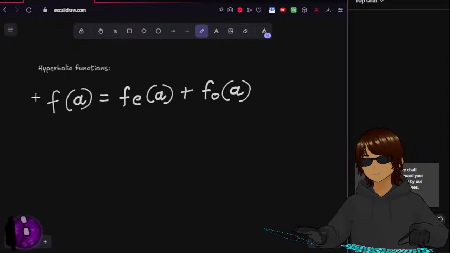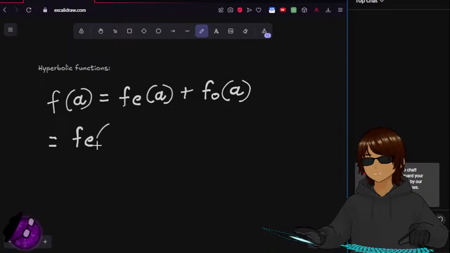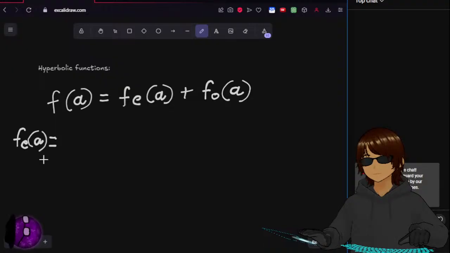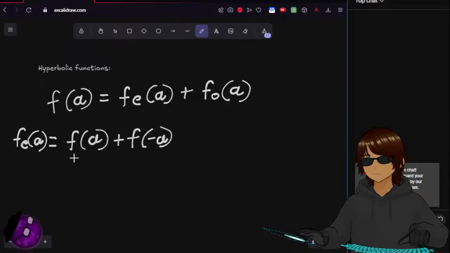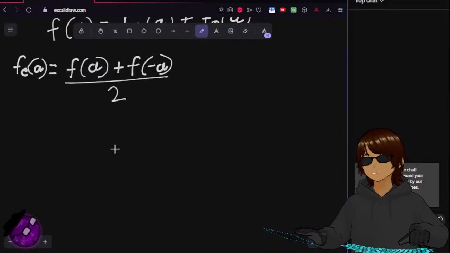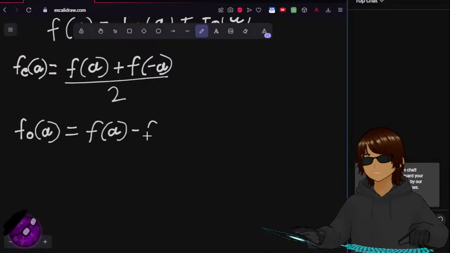Also, for any function, the even part can be written like this: f of a plus the negative part, this plus the negative part would give the even function. I will tell you later why I'm dividing it by 2. And f of a minus this gives you the odd part.